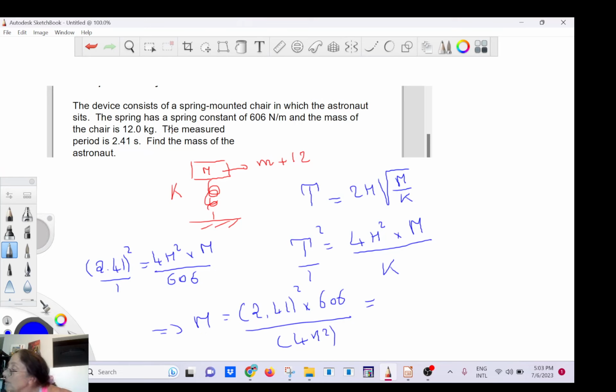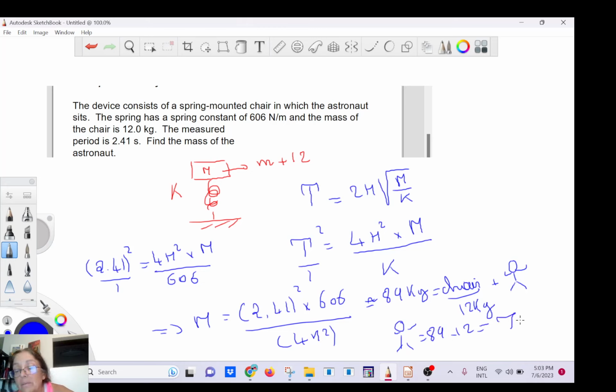I don't know how much I found, about 89 kilograms. So that's going to be the chair plus the person. The chair is 12 kilograms. So the mass of the person will be 89 minus 12, and you get 77 kilograms. Okay?